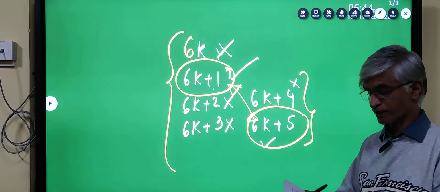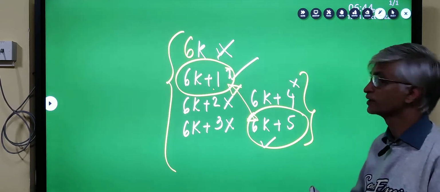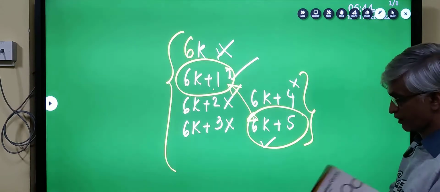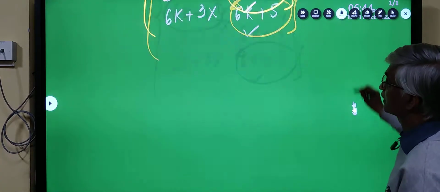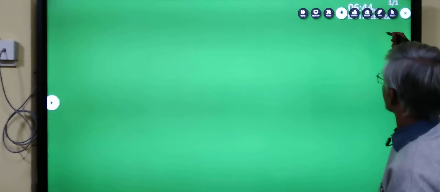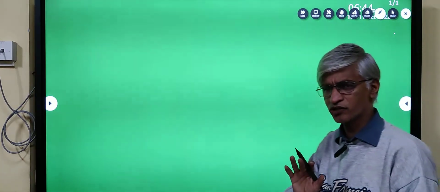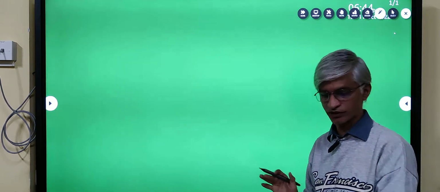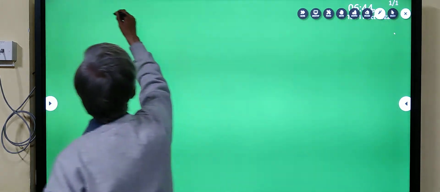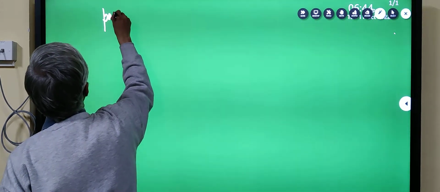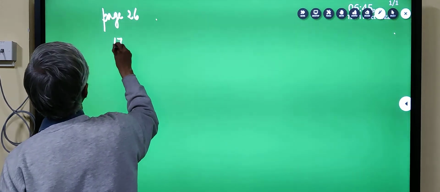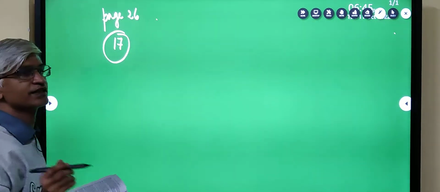So I just pick up some problems from the book. This is page number 26. I'm going to state the problem, and as always, I want you to try the problem on your own for a few minutes by pausing the video. I'm just going to proceed and solve the problem. So this is page 26 and problem number 17. Let me state the problem.